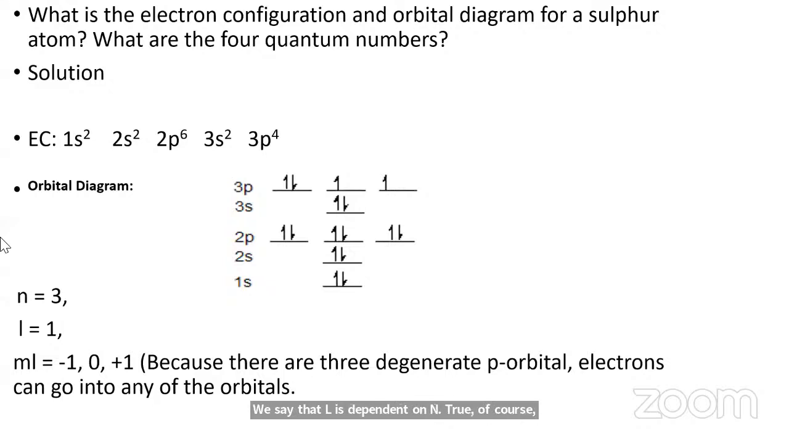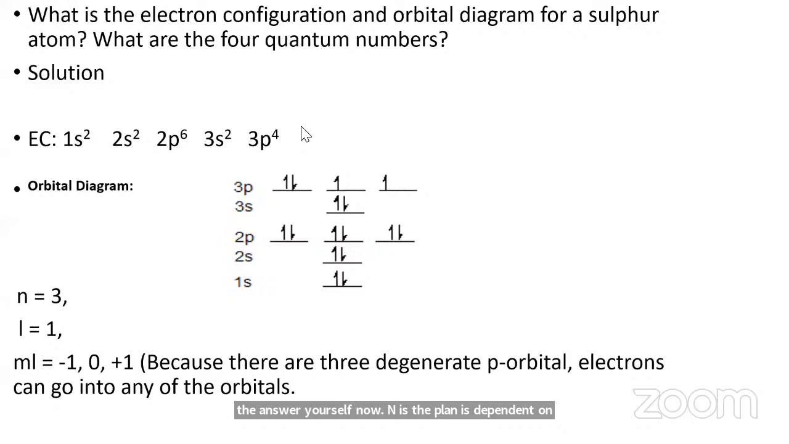L is dependent on n. Are we together? Yes or no? L is dependent on n. Good. And ML is dependent on, answer me. ML is dependent on dash. ML is dependent on L. Now, you see this answer, you bring the answer yourself now. L is dependent on n, ML is dependent on L.